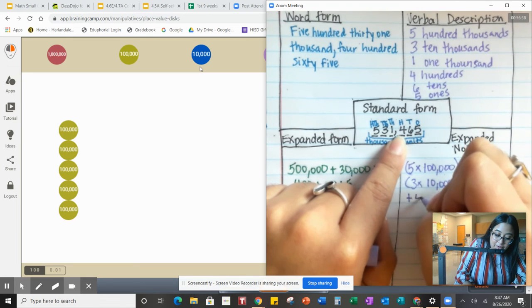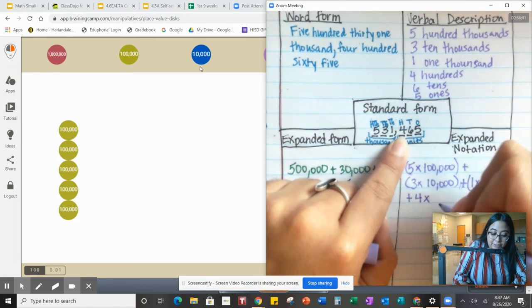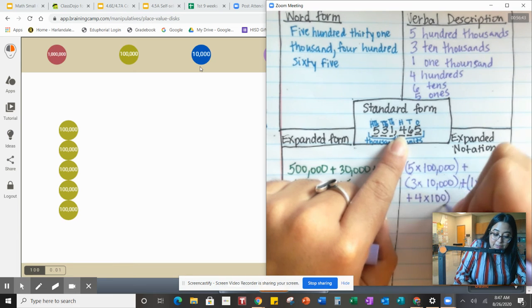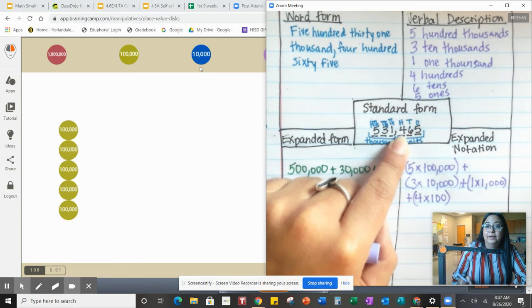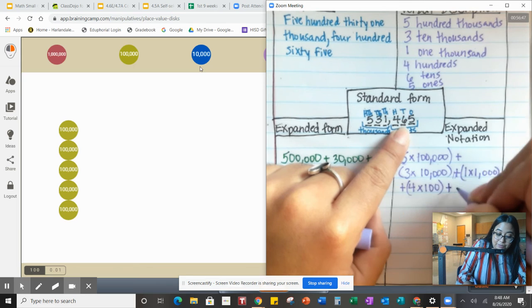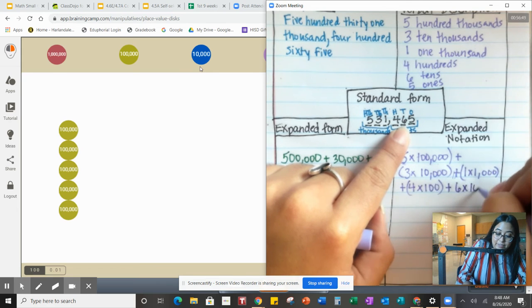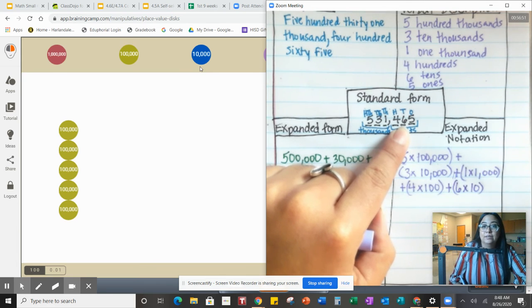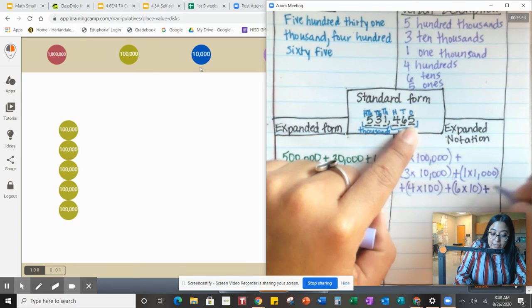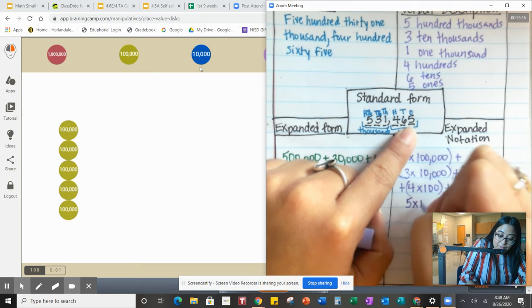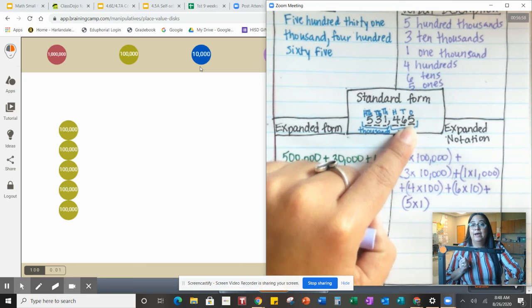Plus 4 of the hundreds, because it's in the hundreds place. Group that. Plus the next digit, which is a 6, and it's in the tens place. So we have 6 of those tens, plus 5 in the ones place. And there we have it.